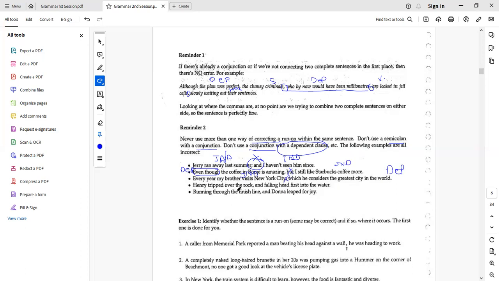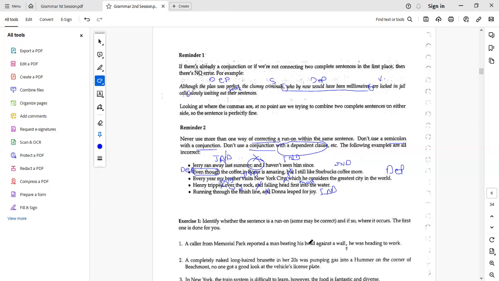Henry tripped over the rock. Independent. And falling head first into the water. This is a modifier, so don't put and. Put only the comma. Running through the finish line, a modifier. Then Donna leaped for joy. Independent. When we have a modifier, don't put fanboys.